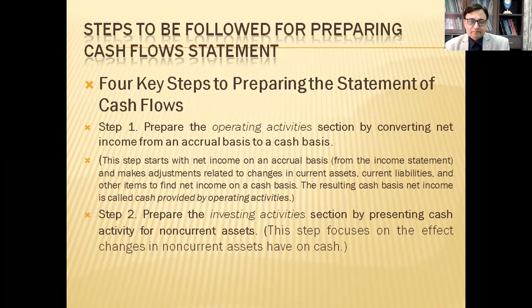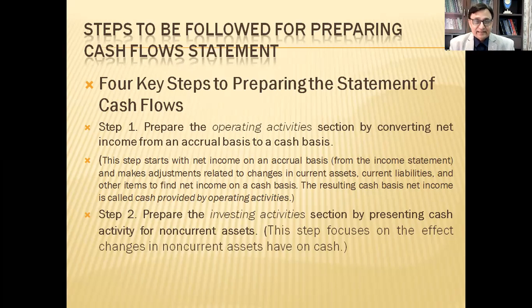So in the first step, we will make adjustments to the net profit or net loss regarding the non-cash items, the items relating to current assets, current liabilities, and other items to find out the net income on cash basis. Similarly, there may be certain non-operating incomes which may have been credited in the profit and loss account.